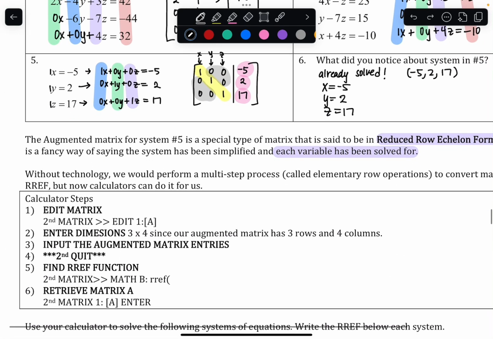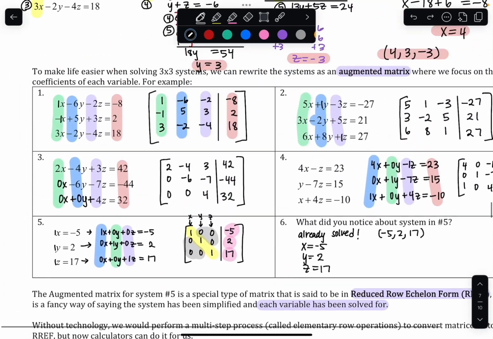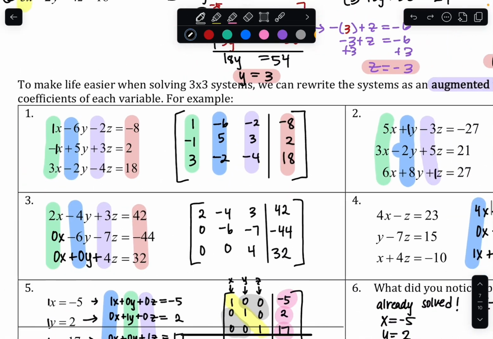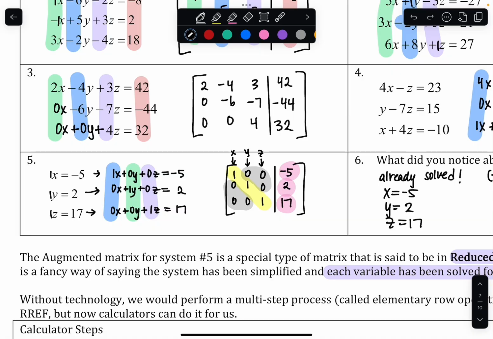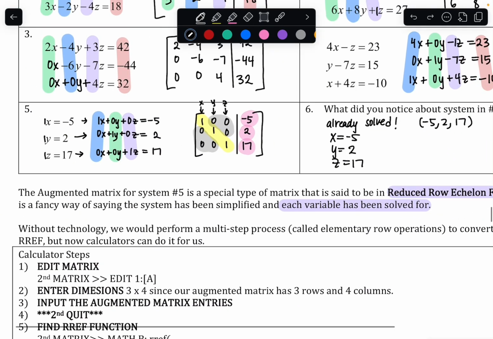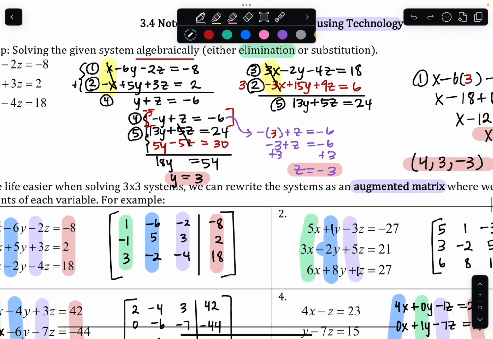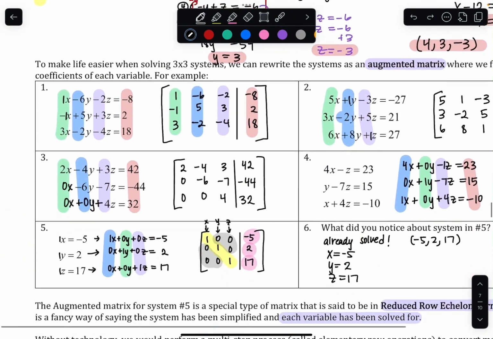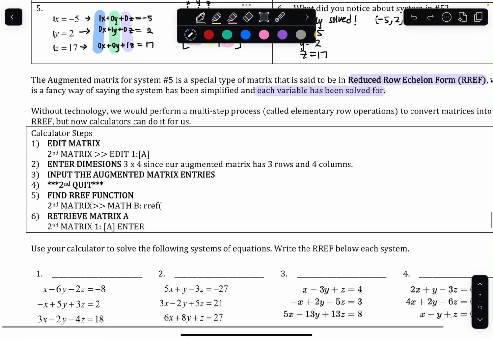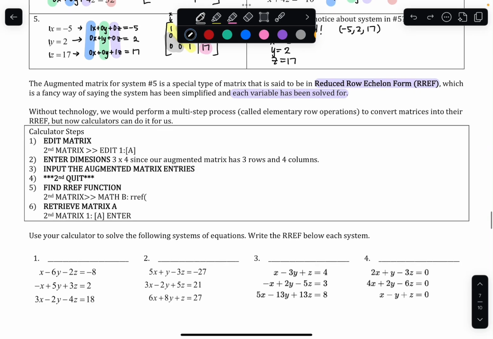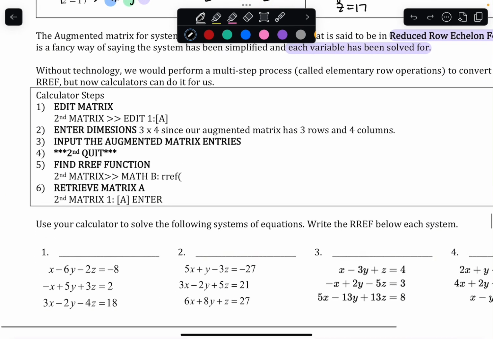Okay, and so there's actually a lot of steps involved to go from a system that looks like this to looking like this. You would do what's called elementary row operations. You can switch rows, add one row to another, kind of like the elimination process. You start eliminating certain numbers. And so what's amazing about technology in our calculators is it can do all of those operations for us. Okay, and so here's the calculator steps.